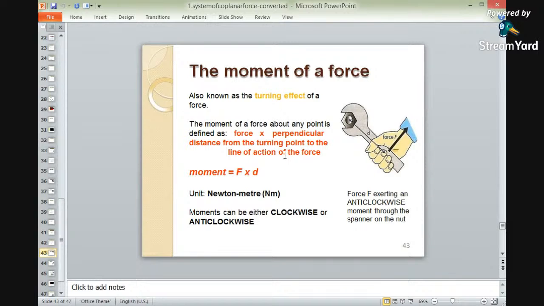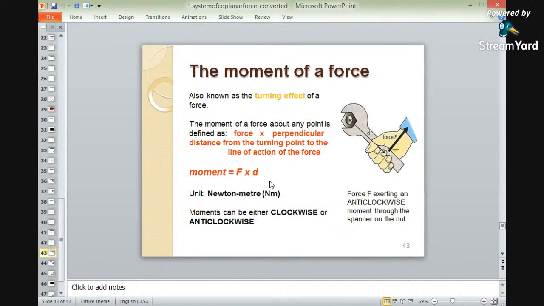The moment of a force about any point is defined as force into perpendicular distance from the turning point. It is very important that the distance should be perpendicular to the force. The force into the perpendicular distance from the turning point to the line of action of the force is nothing but a moment. So moment is equal to force into distance.